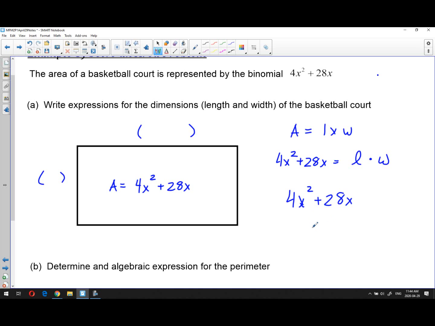So 4x squared plus 28x, we're going to look at the common factor here. The greatest common factor between 4 and 28 is 4. And the greatest common factor between x squared and x is just x. Open up a set of brackets. 4x squared divided by 4x is just 1x. 4 divided by 4 is 1. X squared divided by x is x. And 28x divided by 4x is going to be 7.